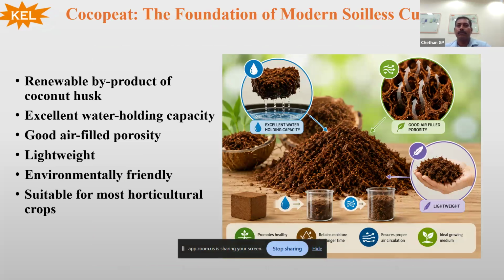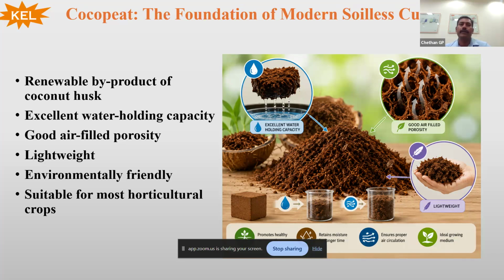Cocoa peat has become one of the most widely used growing media in modern horticulture because it offers an excellent balance of physical properties. Premium horticultural cocoa peat is washed and buffered before use. One of cocoa peat's greatest strengths is the ability to hold a large quantity of water while still maintaining enough air-filled pores for root respiration. This combination allows plants to receive a continuous supply of moisture without remaining waterlogged.